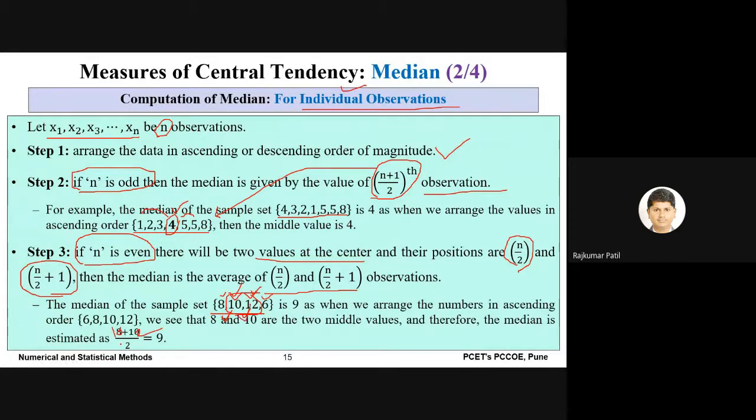So we took their average. So 10 plus 12 divided by 2, the answer will be 11. So the correct answer is 11. So for this particular situation, your median will be 11. What we did, we identified 2 middle values and we just took their average, and that will be considered the median for individual observations when n is even.